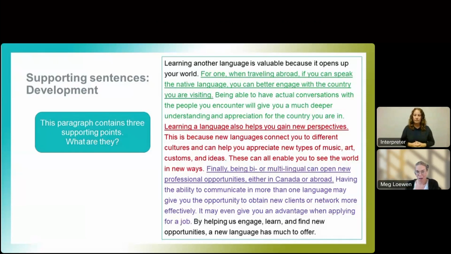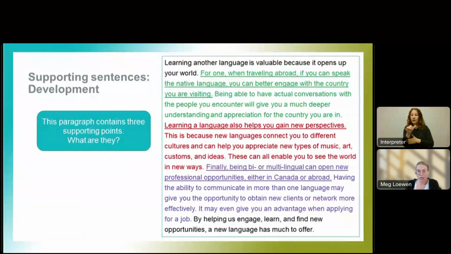My second reason why is in red. Learning another language can help you gain new perspectives. That part is underlined, and then the next 2 sentences develop that even further. Languages help you connect to different cultures, help you appreciate aspects of that culture, and enable you to see the world in new ways. And then the third reason why is in purple, that speaking more than one language can open up professional opportunities.